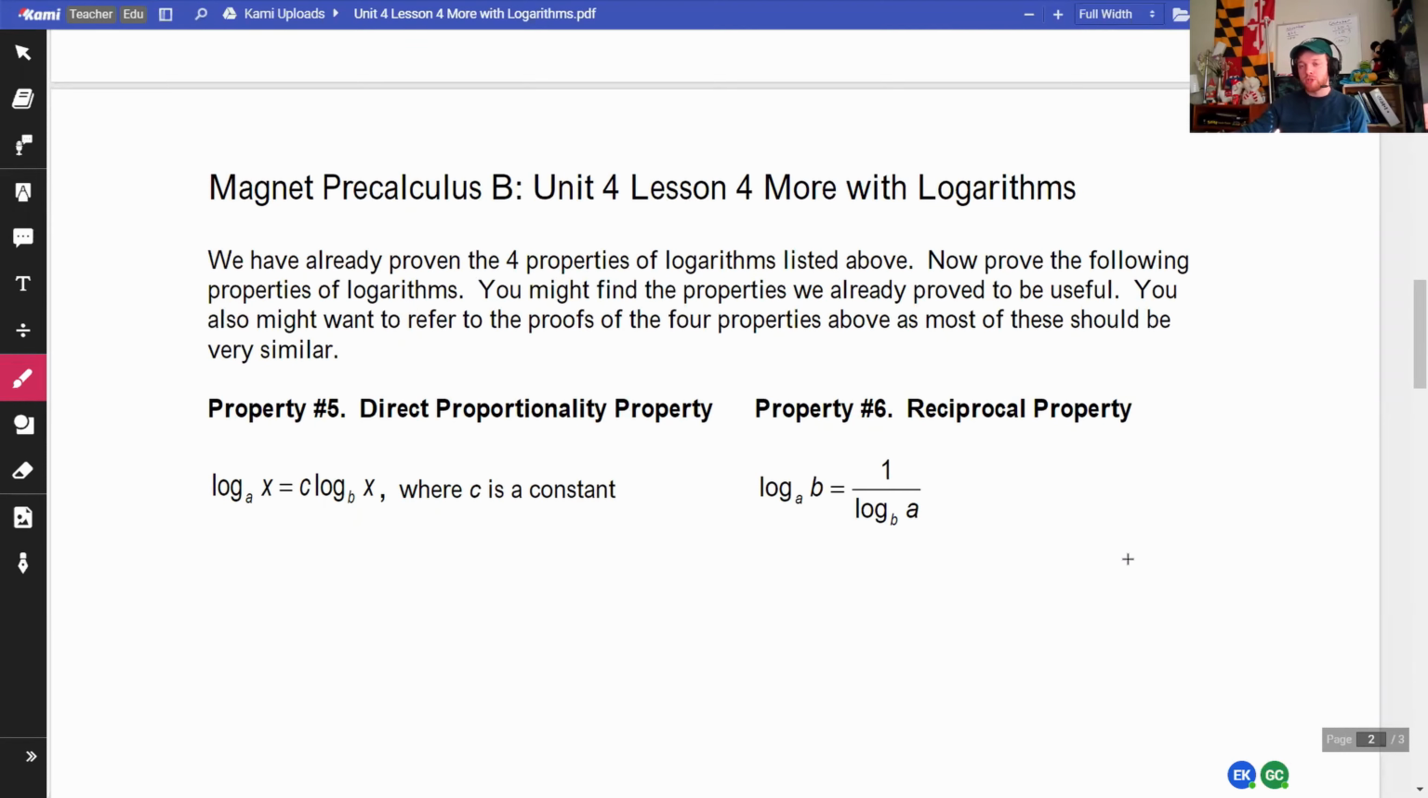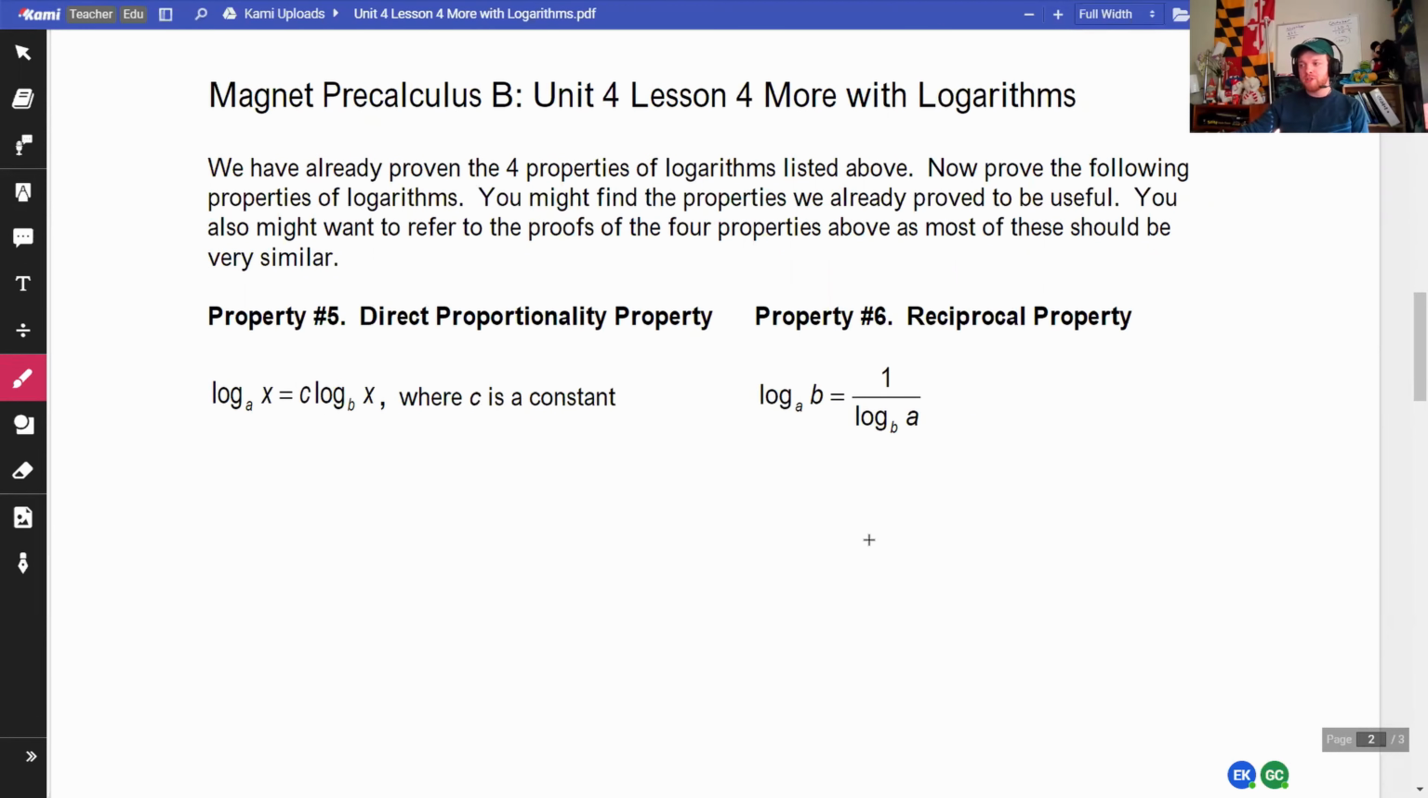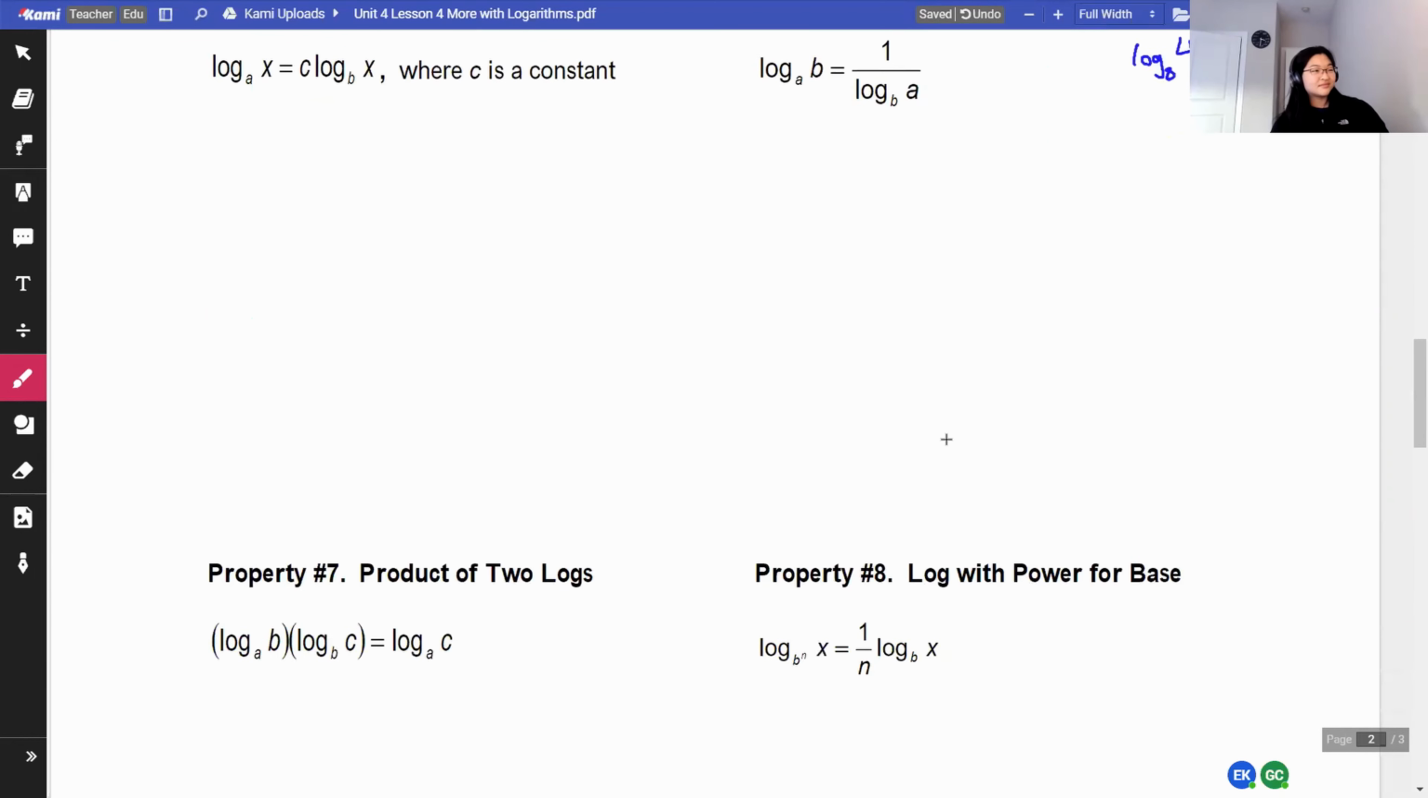We got the direct proportionality property. There is some number that when I multiply a log, I can get a different log. We have the reciprocal property, which actually some people in my class, Mrs. Contreras, derived on their own. In solving a problem in the last problem set, log base 8 of 4, they looked at log base 4 of 8 instead and reciprocated their final answer. It was right. We're going to talk about why that's true.